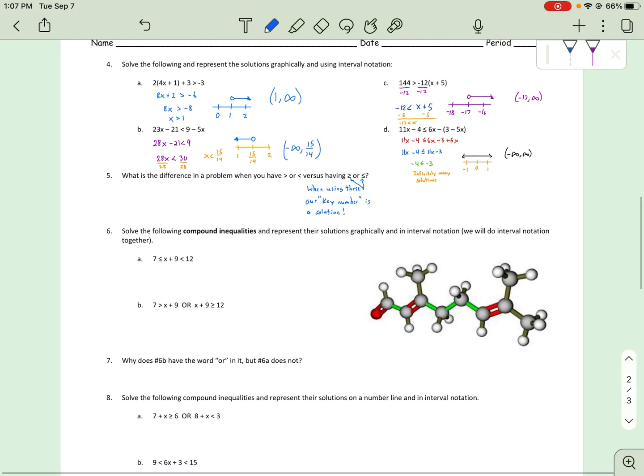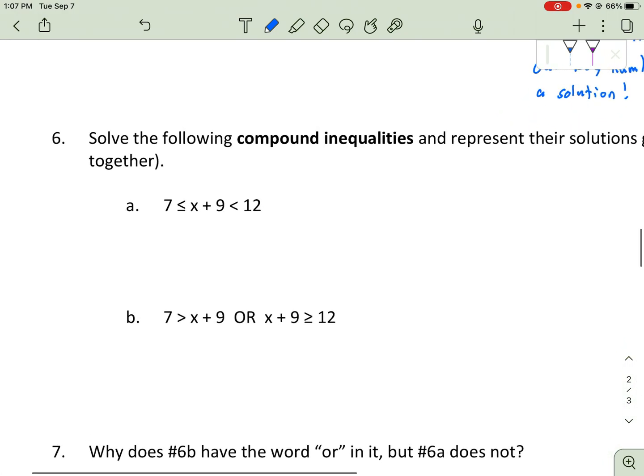All right, now we have compound inequalities. Not much different than what we were just doing, except we have two inequalities at once. If we were to pretend like this wasn't here and just solve this, you subtract 9 from both sides. And if this wasn't here and you just solve this, you also subtract 9 from both sides. So we can do it all at the same time and just subtract 9 from all three places like this, giving us -2 is less than or equal to x is less than 3.